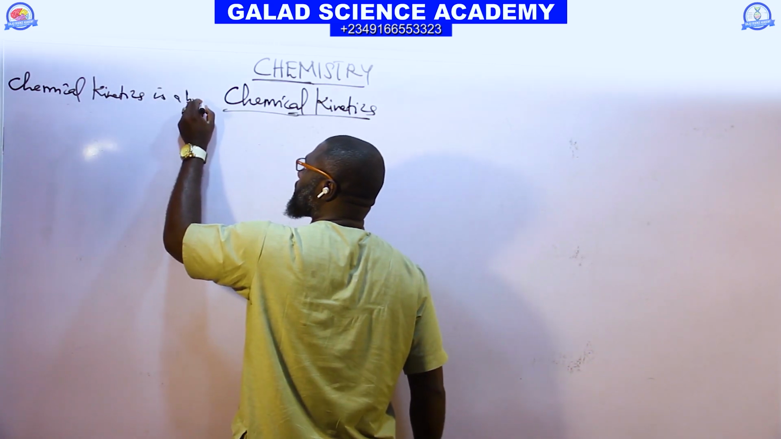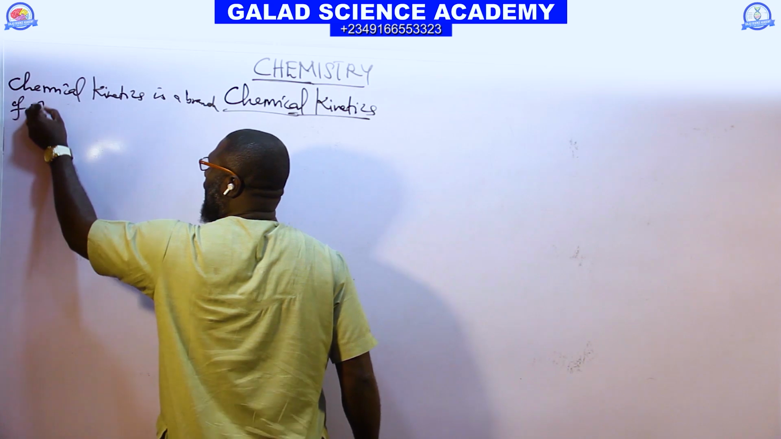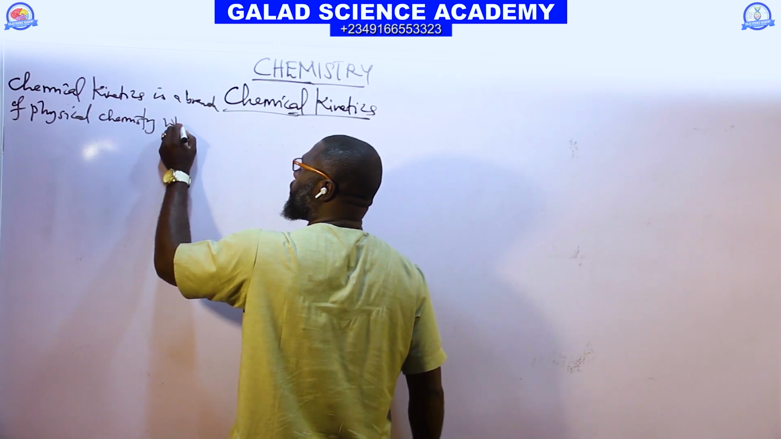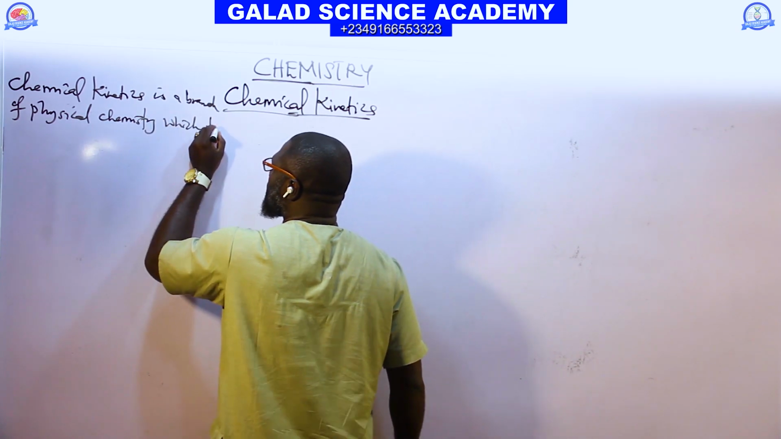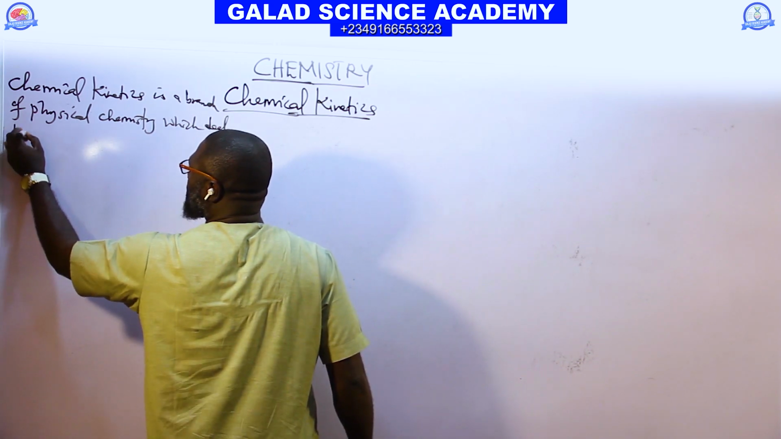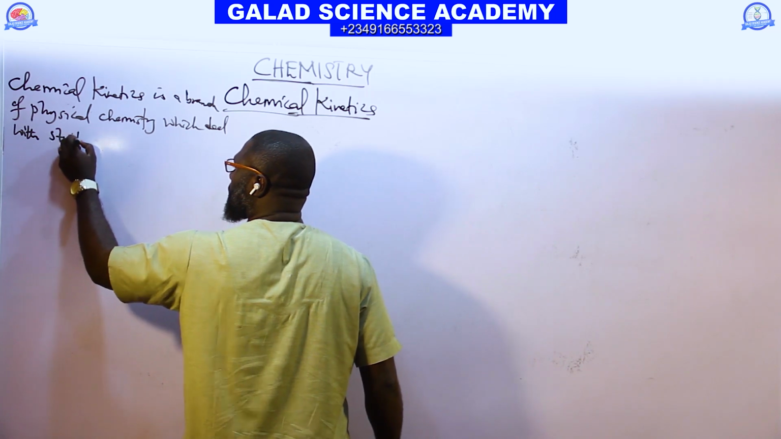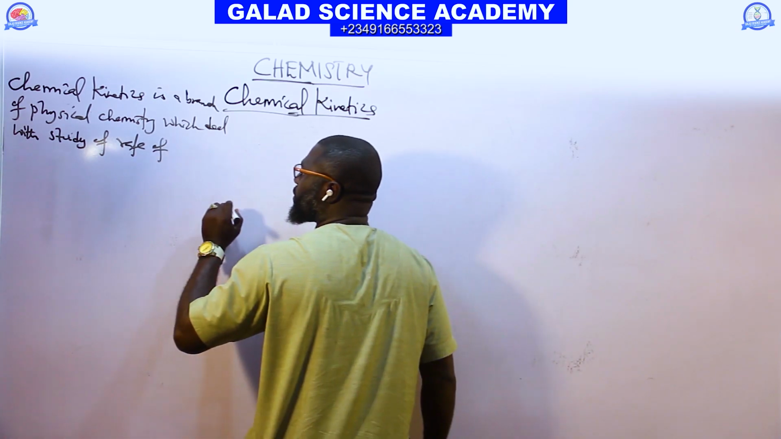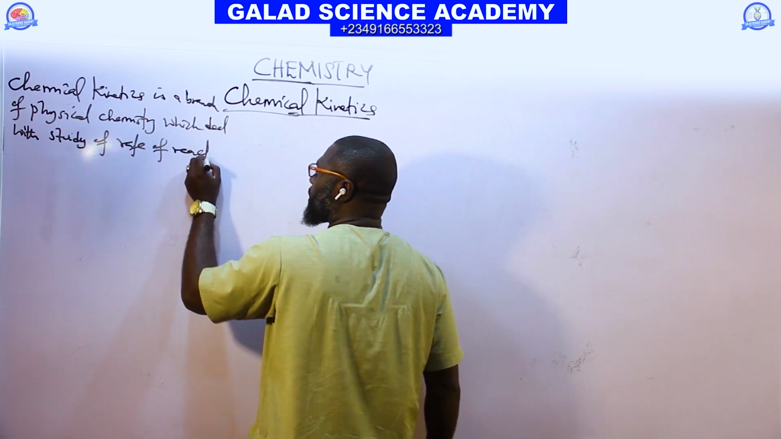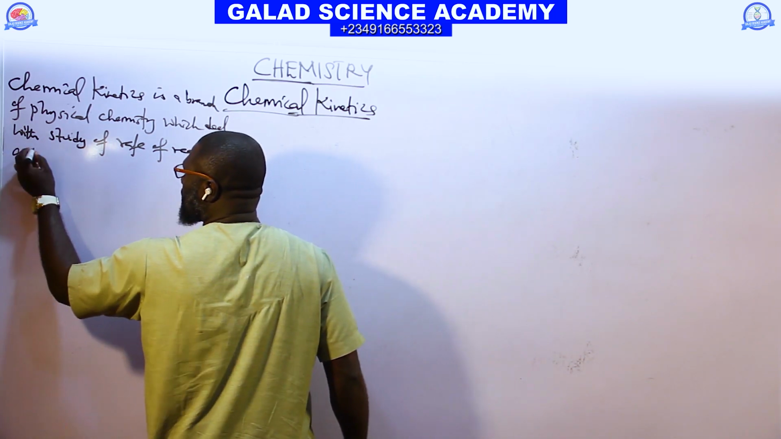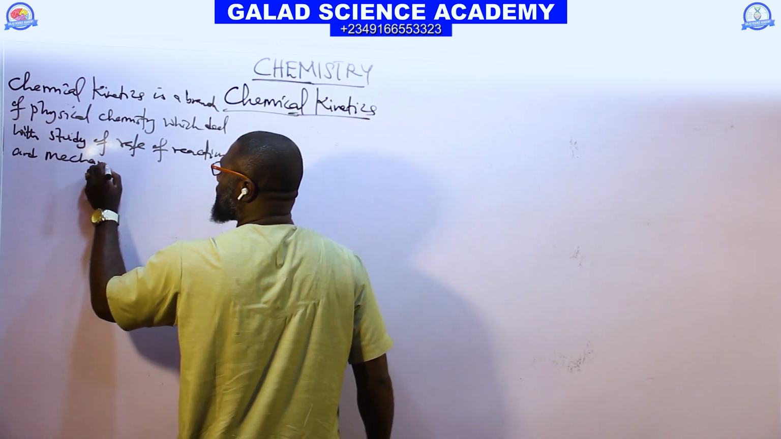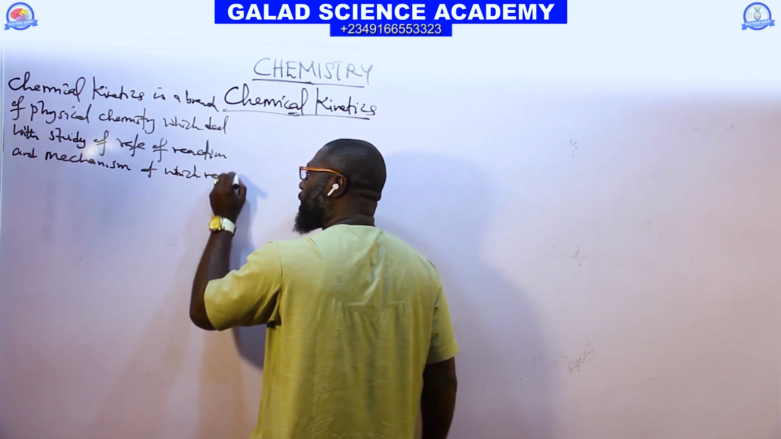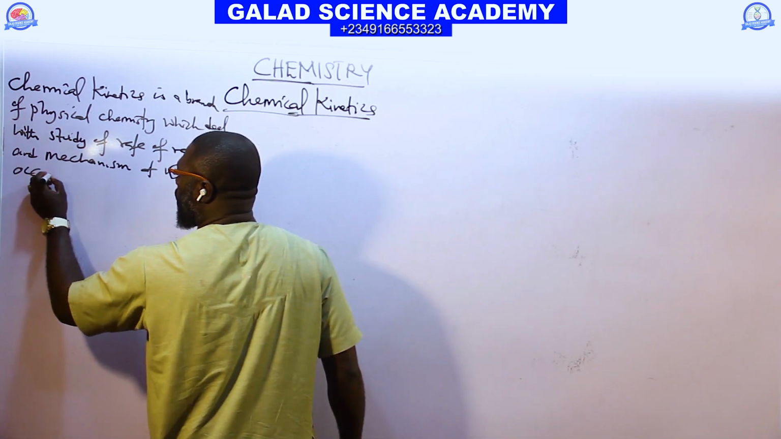Chemical kinetics is a branch of physical chemistry which deals with the study of rate of reaction and mechanism at which reactions occur.